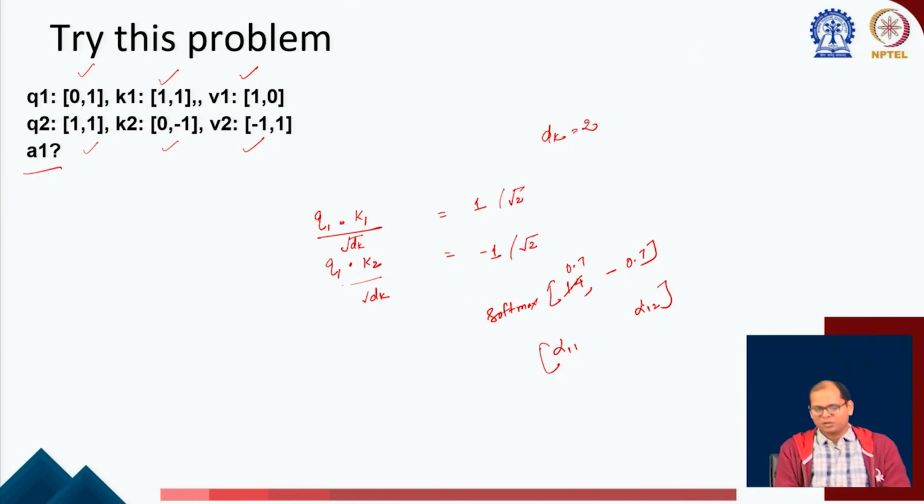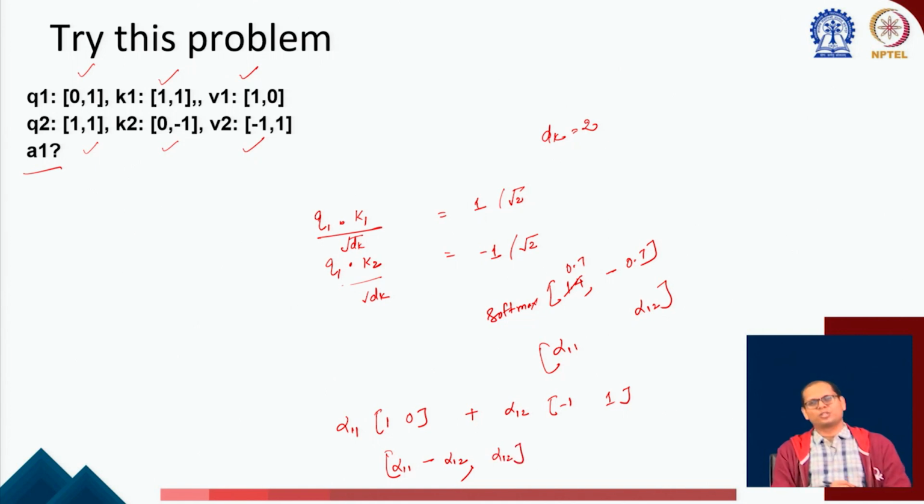So, what is your final output? You now take a weighted average of the values based on that. So, you will take alpha 11 times 1, 0 plus alpha 12 times minus 1, 1. So, in terms of alpha 11 and alpha 12, your final score will be alpha 11 minus alpha 12 for the first dimension, and only alpha 12 for the second dimension. So, once you compute the self-attention output, you get this final result.